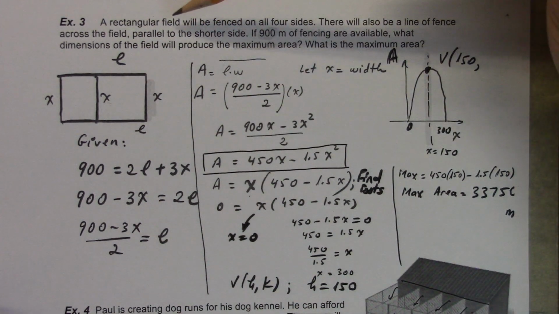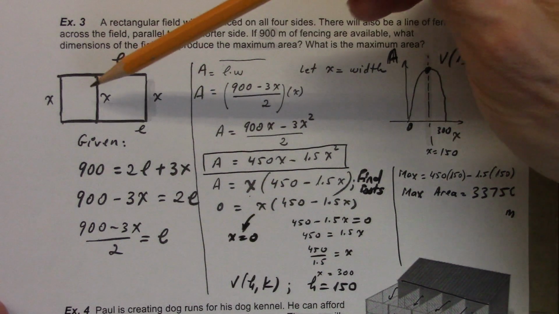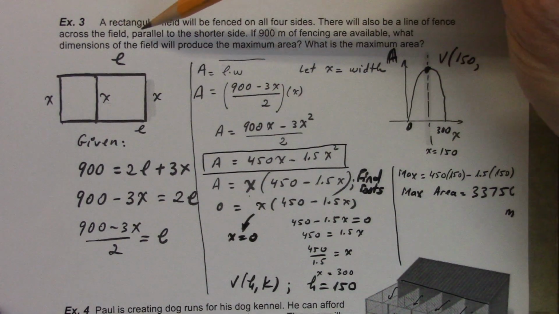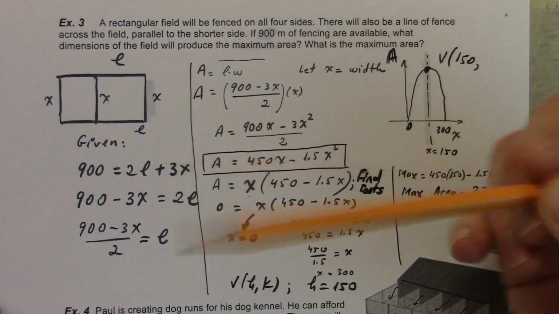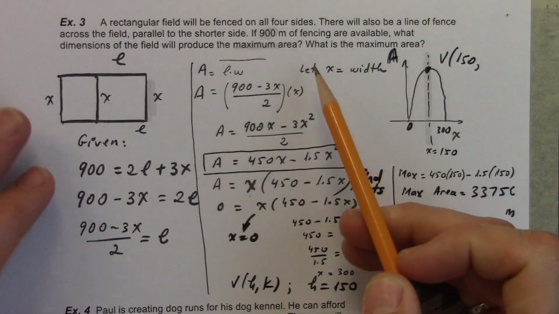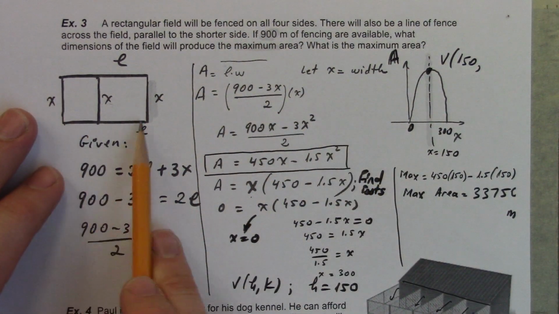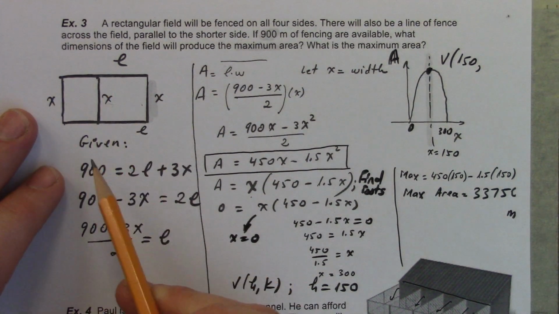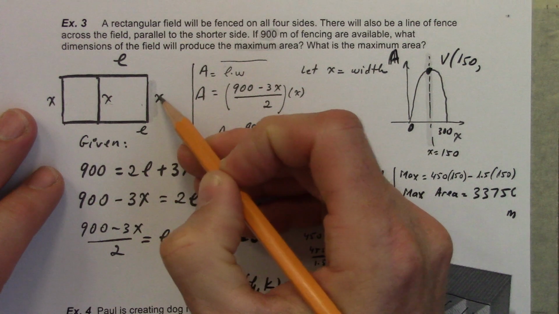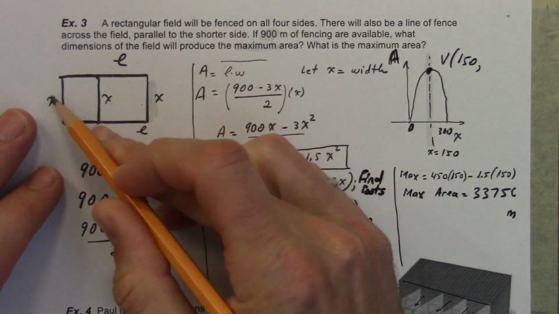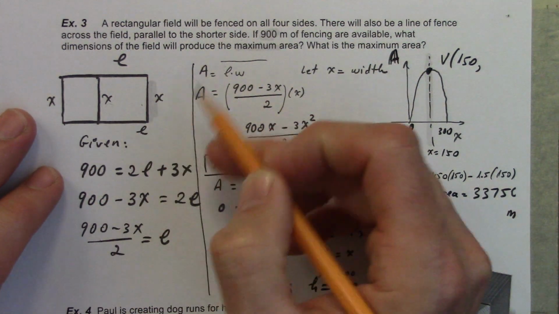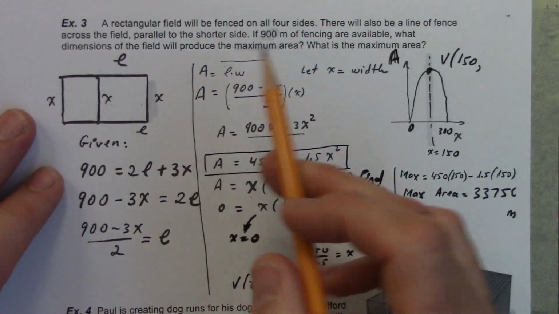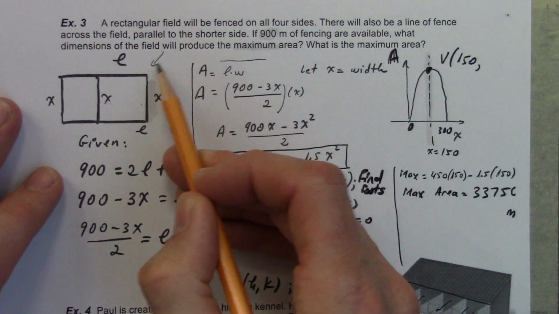So he wants a rectangular field fenced on all 4 sides. Okay? There'll also be a line of fence across the field, parallel to the shorter side. So this is the drawing that I've come up with. It's rectangular. It's got 4 sides fenced in. We've decided to use X for the width. Could have used W here, but we use X. And then we've used L for the length. So this drawing, hopefully, from this description, you can create this drawing.